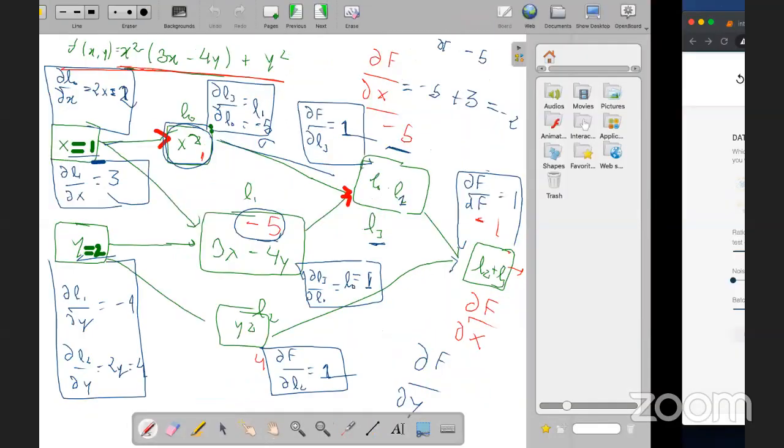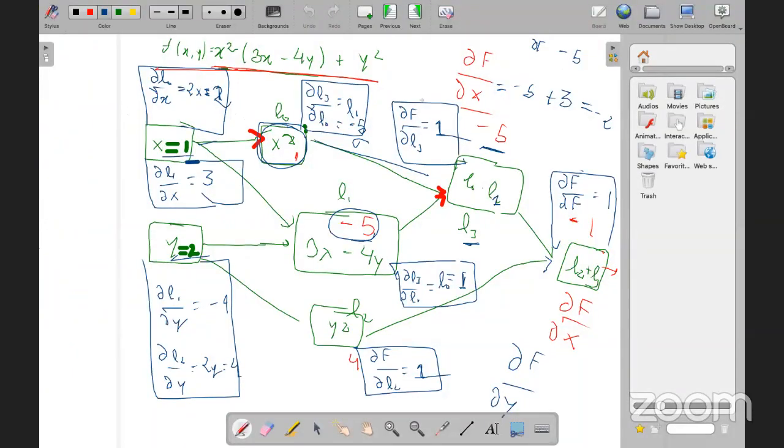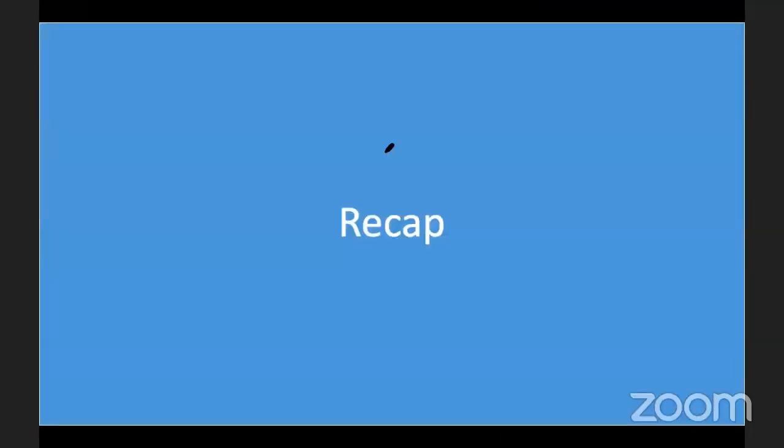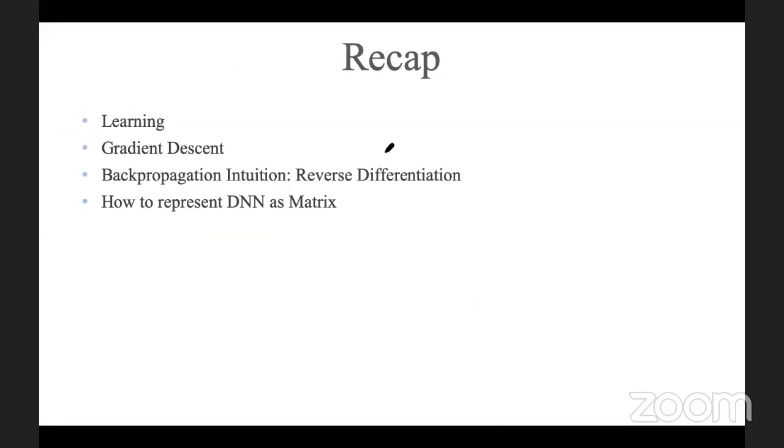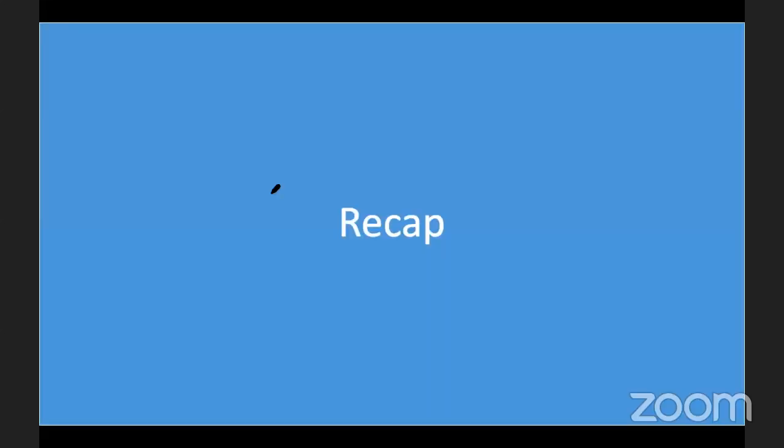So that was all we have time for today. If there is any question till now, let me know. Just for a recap, we saw what learning is, we saw what gradient descent is, and we got the intuition for backpropagation, that is, reverse mode differentiation. And we saw how to represent a DNN as matrices.